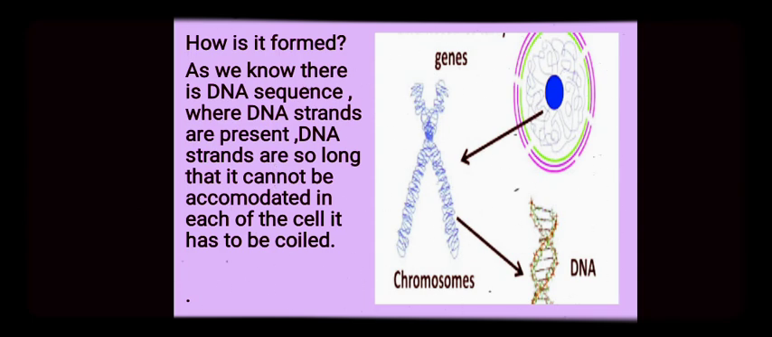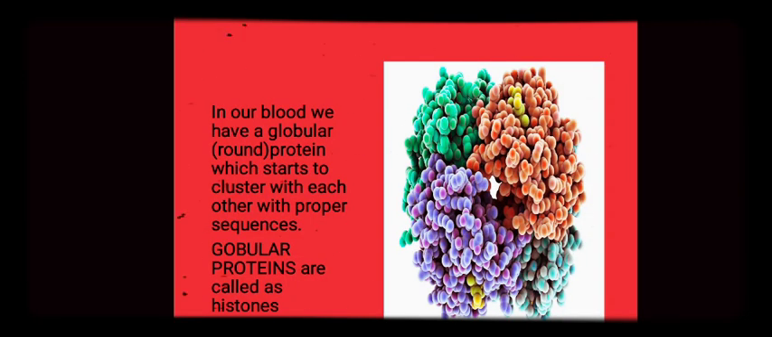So how is it formed then? As we know, there is a DNA sequence where DNA strands are present. DNA strands are so long that it cannot be accommodated in each of the cell. It has to be coiled. So in our blood, we have a globular protein. Globular means round, which starts to cluster with each other with proper sequence.